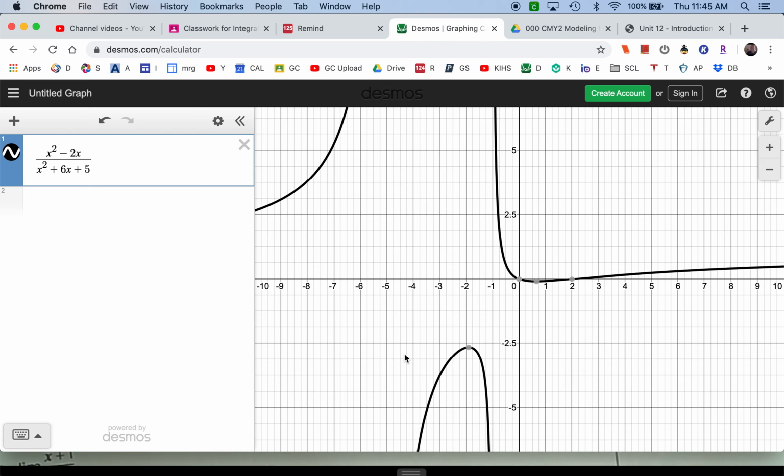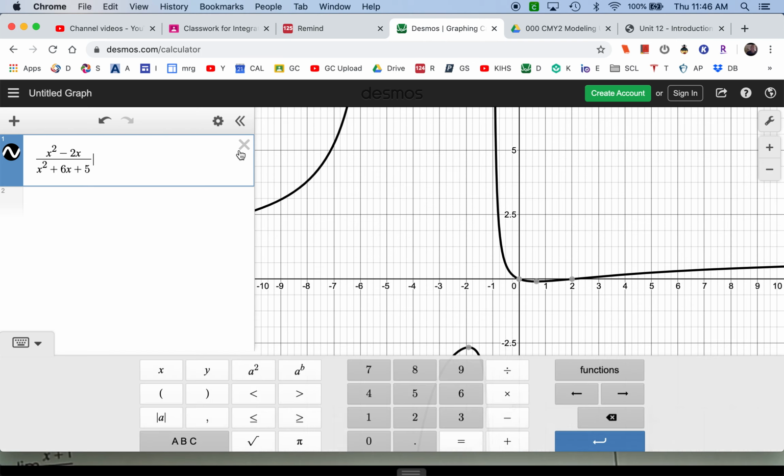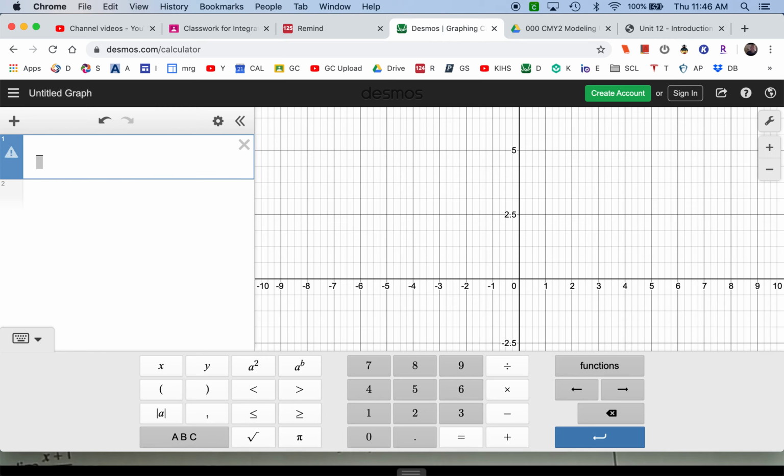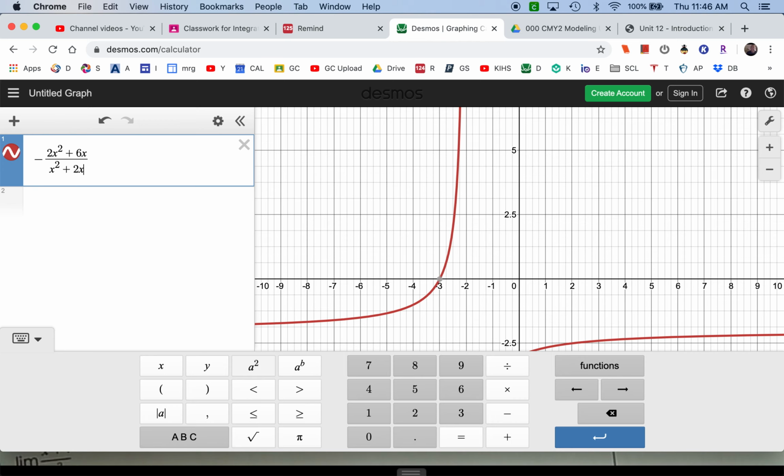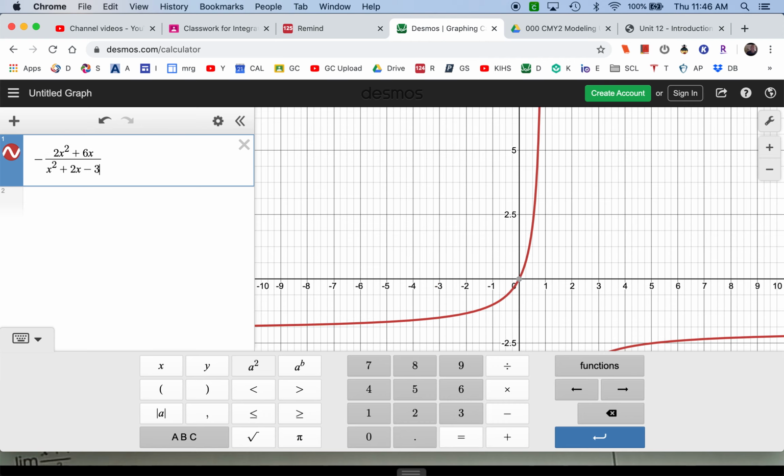All right, let's continue. Number 9. Let's see how you did. For number 9, we have negative in front, and then it's 2x squared plus 6x, and then x squared plus 2x subtract 3. All right. What's the value as x approaches -3?